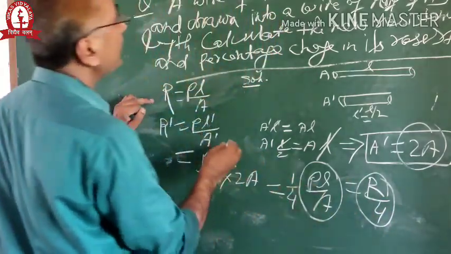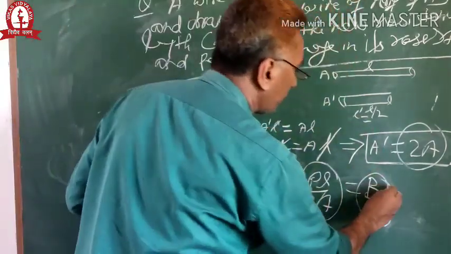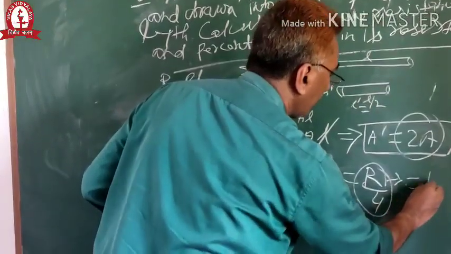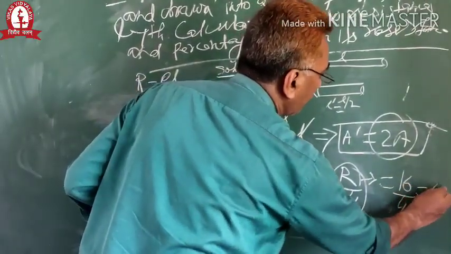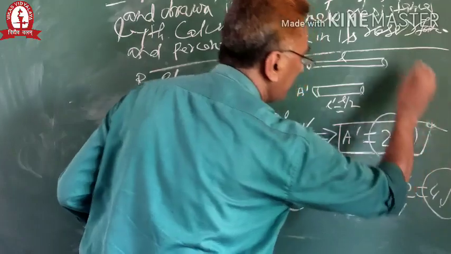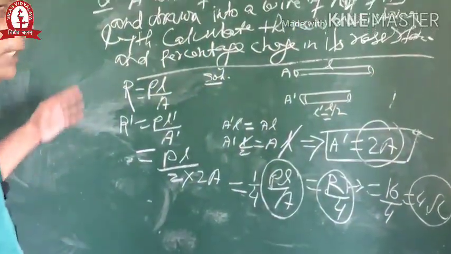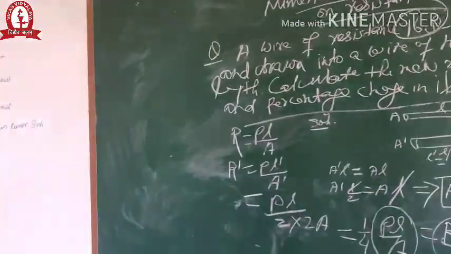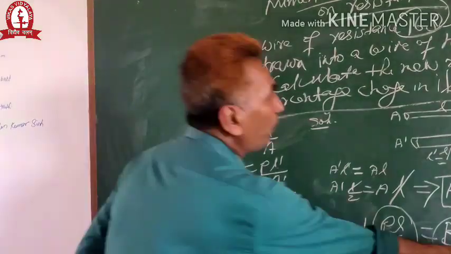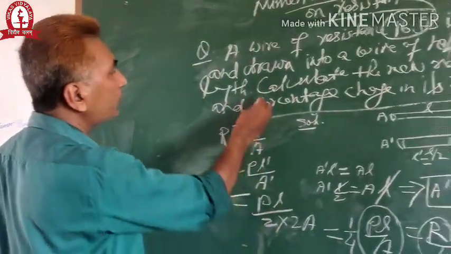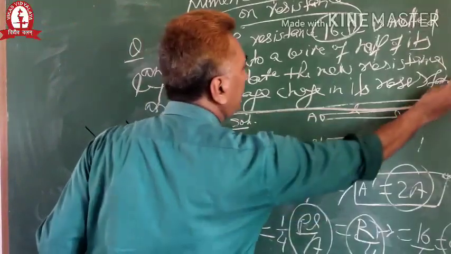Now you know that the value of R is given in the question. It is 16 ohm. So now put the 16 ohm. So this is 16 by 4, that is 4 ohm. This 4 ohm is the new resistance that was required to be calculated. 4 ohm.